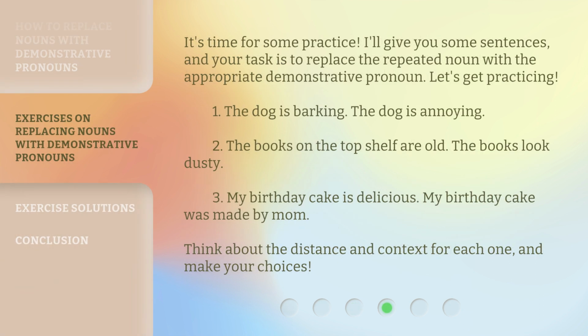It's time for some practice. I'll give you some sentences, and your task is to replace the repeated noun with the appropriate demonstrative pronoun. Let's get practicing. 1. The dog is barking. The dog is annoying. 2. The books on the top shelf are old. The books look dusty. 3. My birthday cake is delicious. My birthday cake was made by Mom. Think about the distance and context for each one, and make your choices.